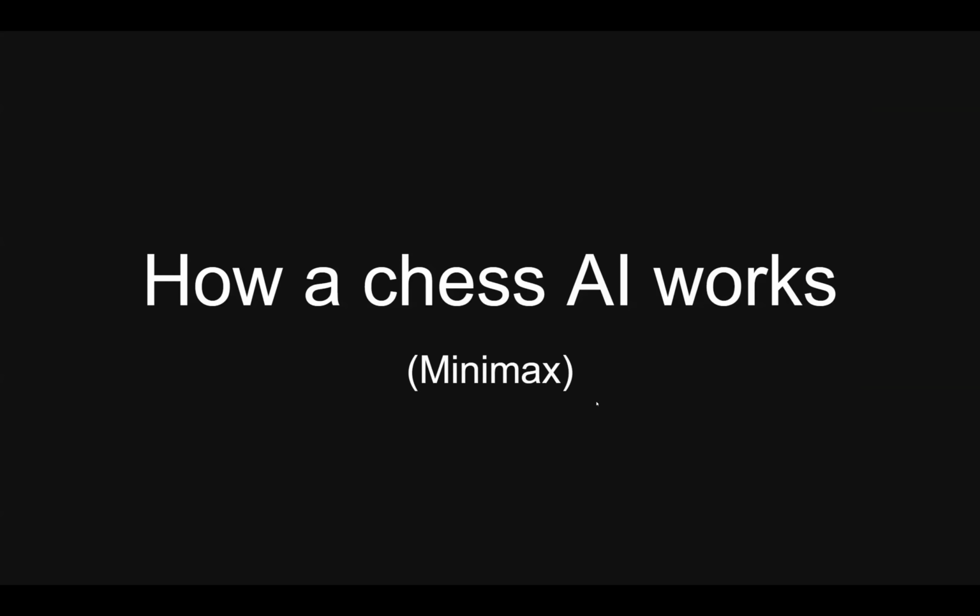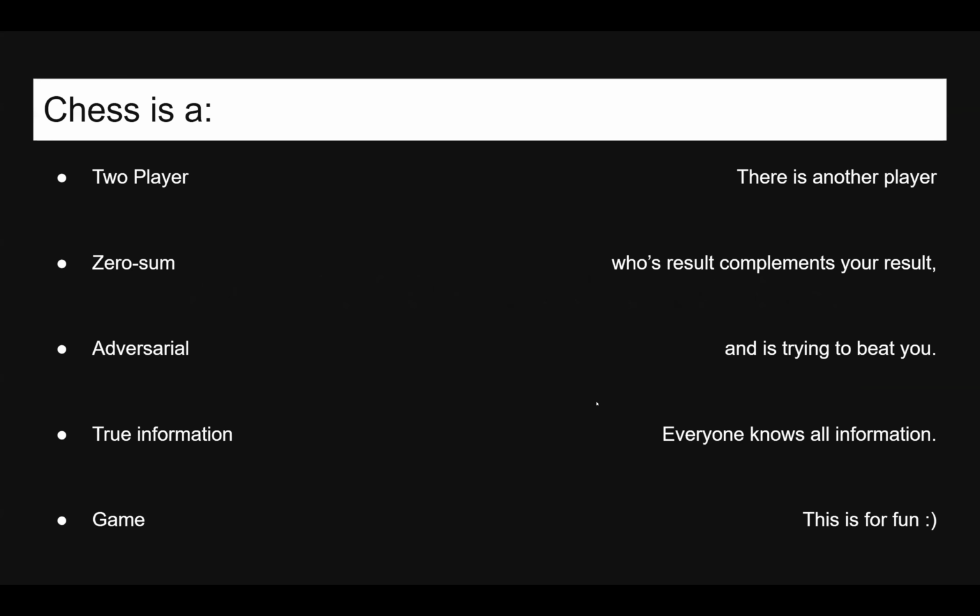The primary method is called minimax. To implement minimax, you have to know that chess is a two-player, zero-sum adversarial, true information game. Basically, what this means is there's another player whose results compare to your results. So if you win, he loses. If you lose, he wins, or there's a tie, and he's trying to beat you. The last thing is true information. Everybody knows all the information about the game. This allows you to predict what the player you're playing against is going to do.